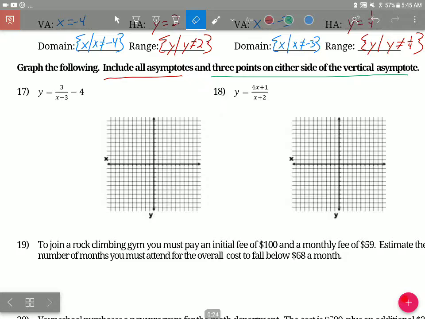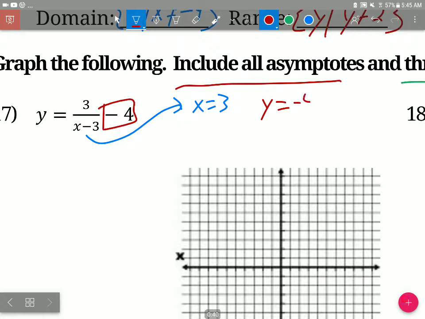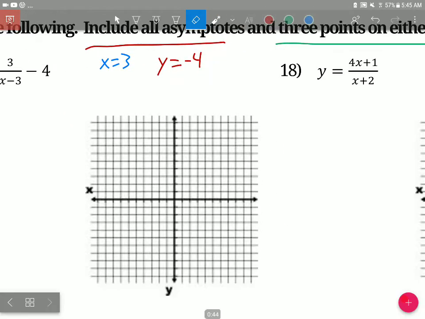So here we go. Let's find our asymptotes. So my vertical is at x equals 3. Set that equal to 0, so it's x equals 3. My horizontal is at y equals -4. Okay? Let's go ahead and plot those real quick. X equals 3.